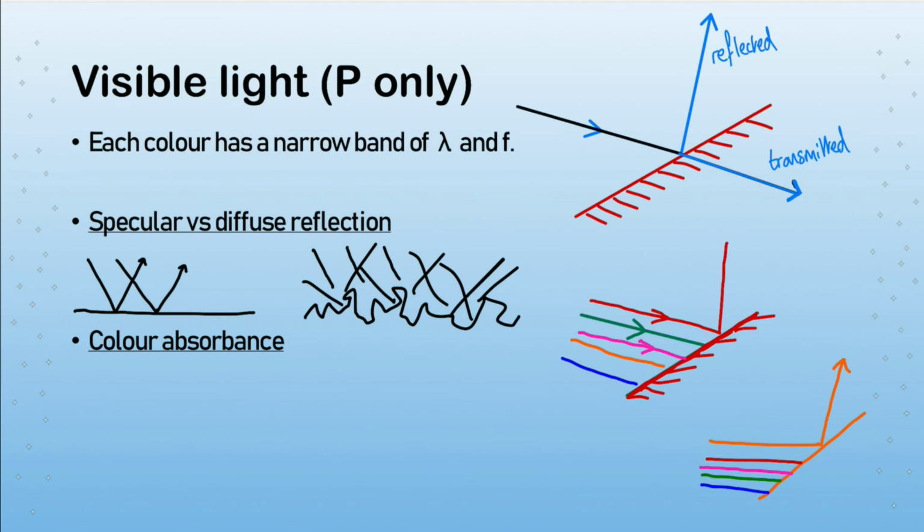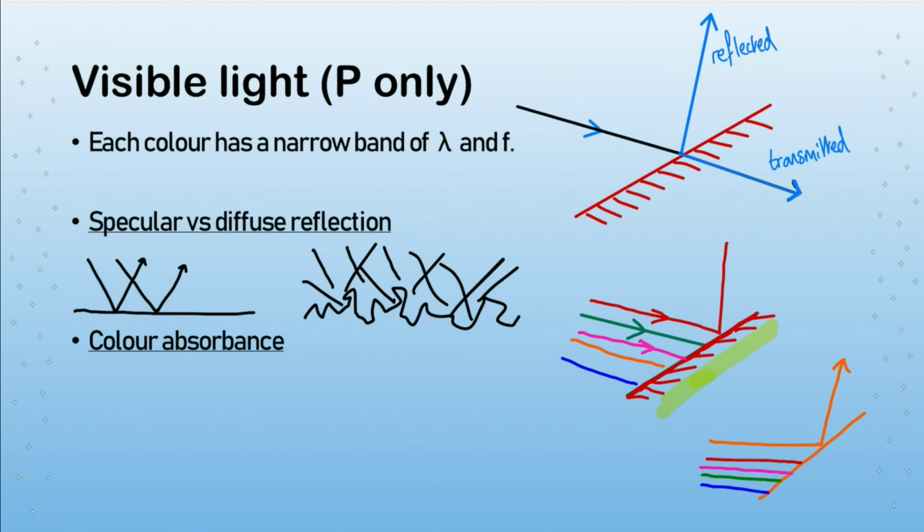The final property that we need to know for visible light in physics is how colour absorbance works, how different objects appear different colours. If you have a red object, for example, this red object will only reflect red light, so it must be absorbing all the other colours of light. So it's absorbing the green light, it's absorbing pink, orange, blue. The only colour of light it's reflecting is red, and therefore you're receiving red light into your eye, so you see that object as being red.